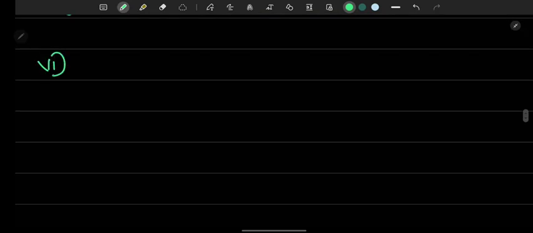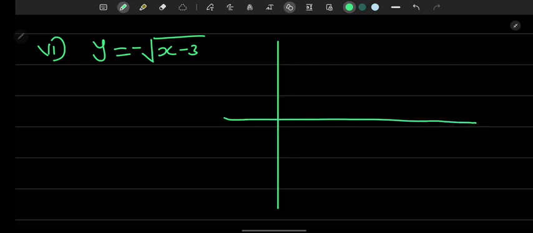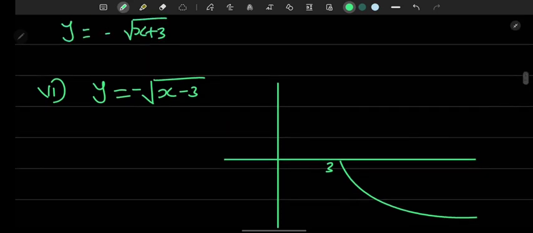And for number 6, we have y equals minus square root of x minus 3. So this is both reflection and translation, and the translation here is a horizontal shift. Because of the minus here, you have 3 units to the right instead of left now. So we're going to have something like this, where this point here is 3.